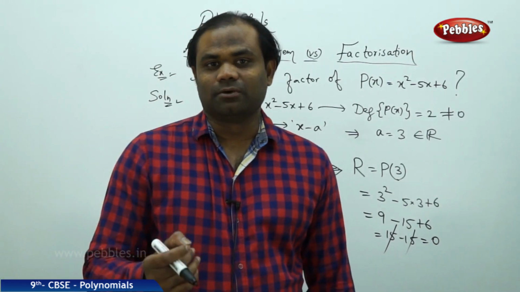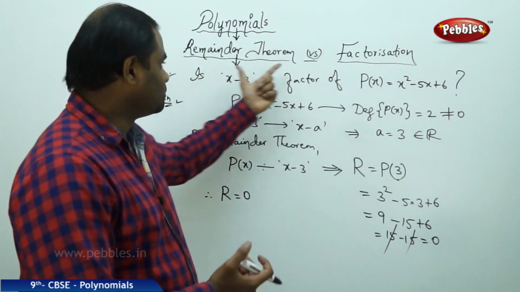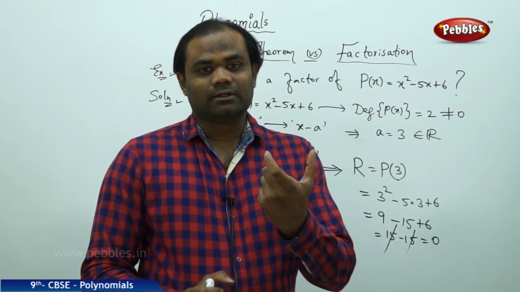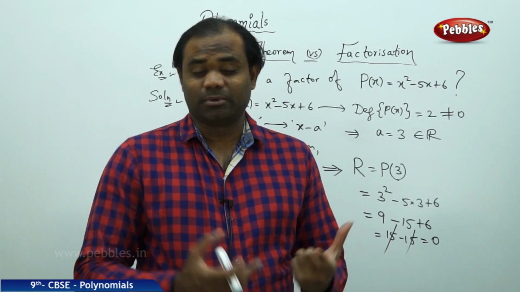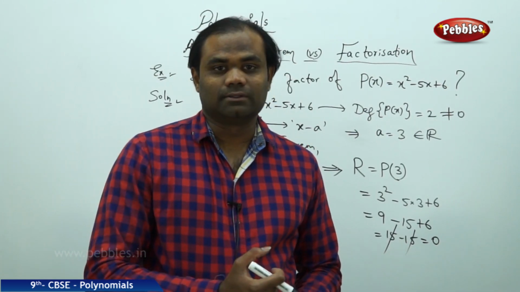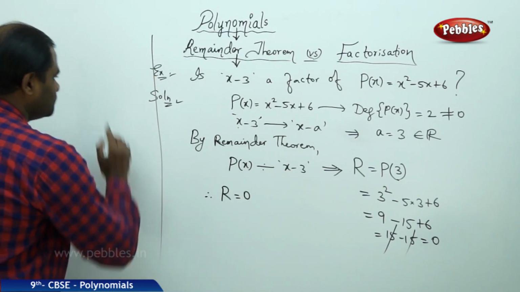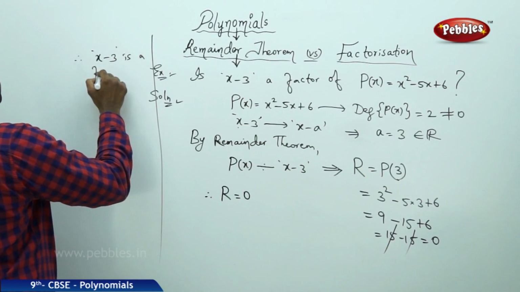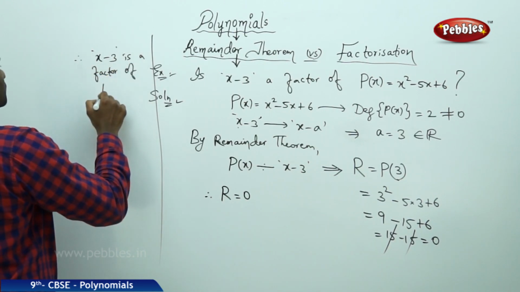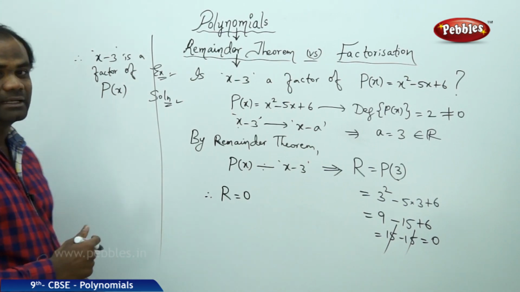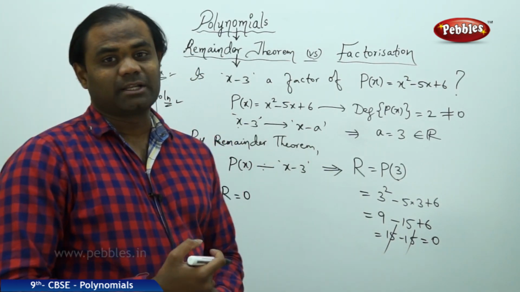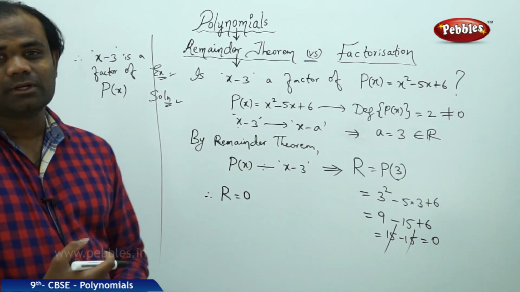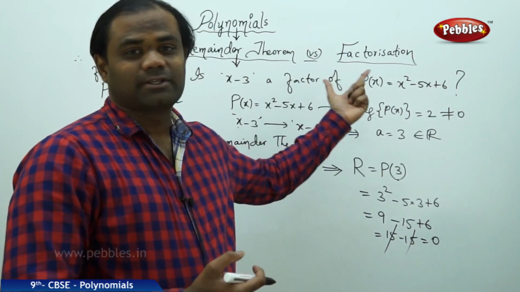So when the remainder is 0, we have already discussed in the remainder theorem connecting with factorization that if the remainder is 0, then the given divisor is a pure factor of the given dividend. Therefore, x minus 3 is a factor of p of x. It exactly divides, is how we understand x minus 3 is a factor of p of x. That is how we conclude the remainder theorem with factorization.